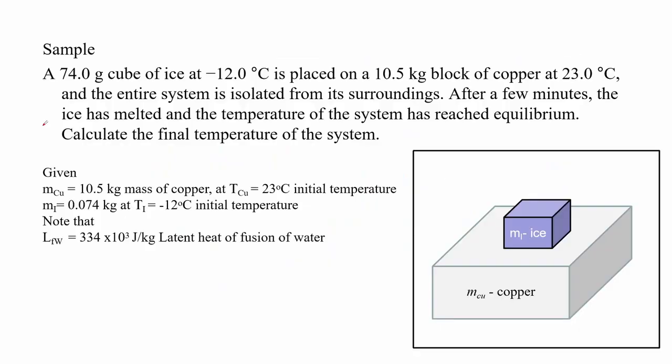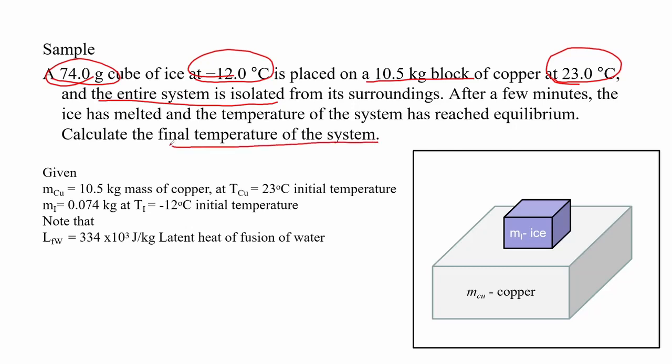Here we have an example on phase transition. A 74.0 gram ice cube at -12 degrees Celsius is placed on a 10.5 kilogram block of copper at 23 degrees Celsius, and the entire system is isolated from its surroundings. After a few minutes, the ice has melted and the temperature of the system has reached equilibrium. Calculate the final temperature of the system.